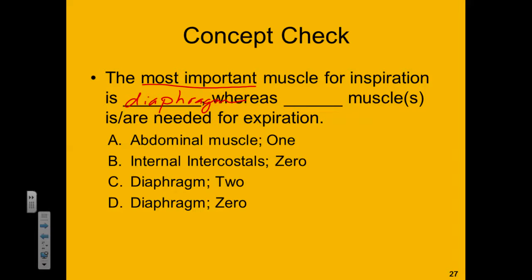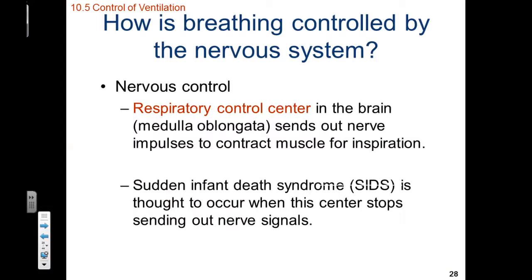And for expiration, how many muscles do we need for expiration? And that's a key word. Do we absolutely need? We absolutely need 0 muscles for expiration. So the correct answer is D, the diaphragm and 0 muscles.